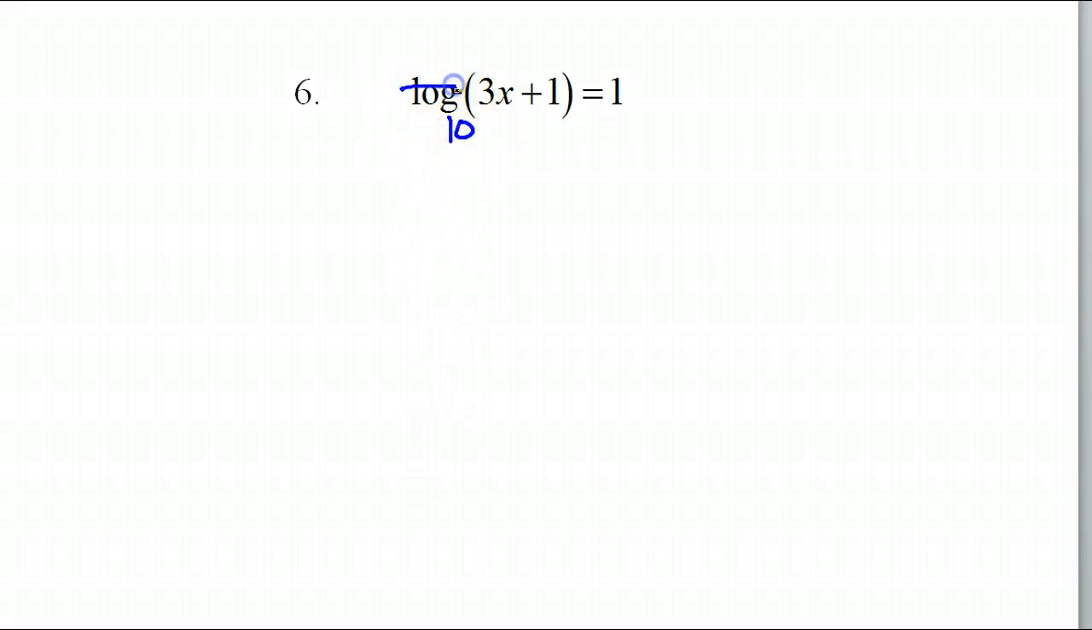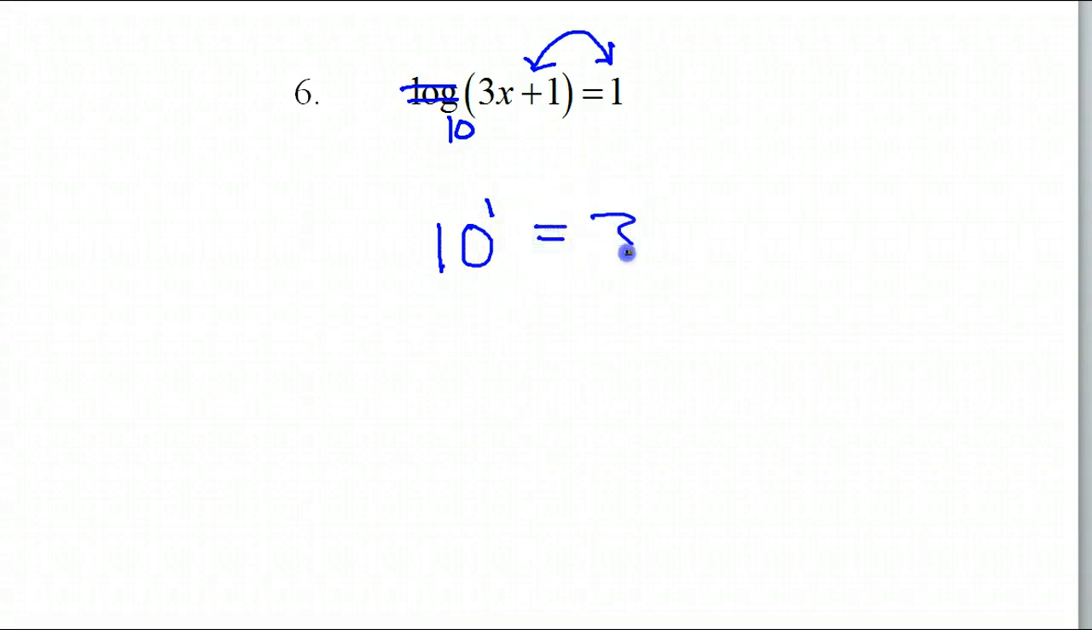So when we write this in exponent form, there will be no log. So I'm going to start with this base of 10 and bring that down. Okay, now these two things have to change sides. So this would be 10 to the 1 power is equal to 3x plus 1. Okay, so you know that 10 to the 1 power is just 10.